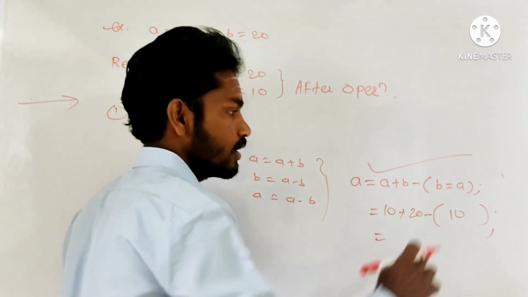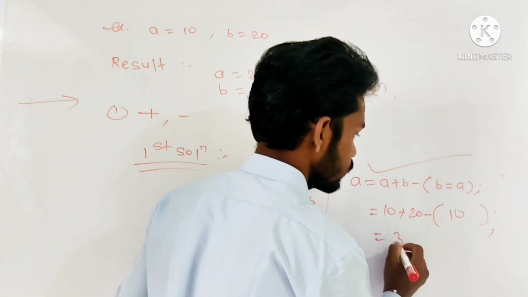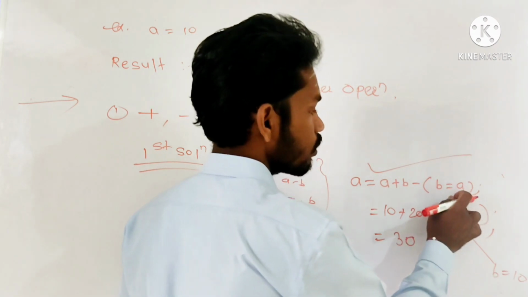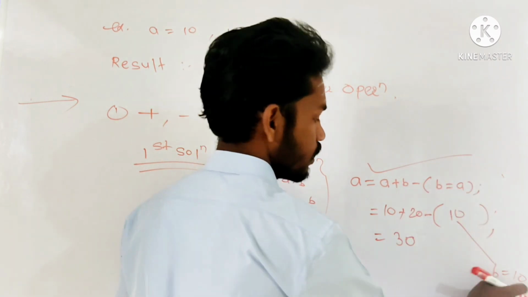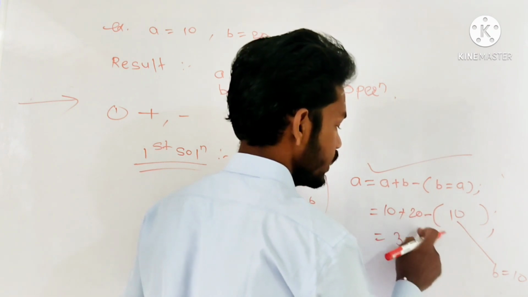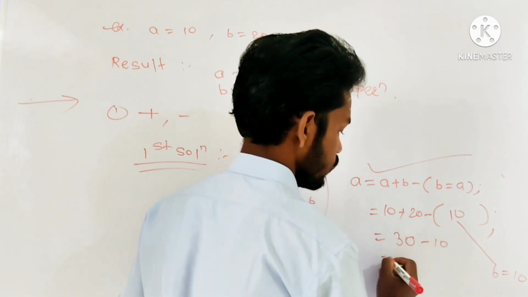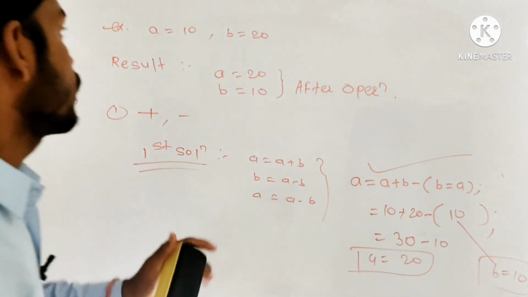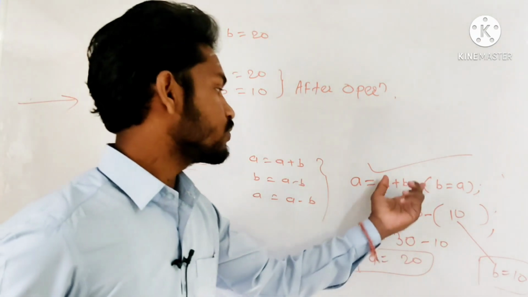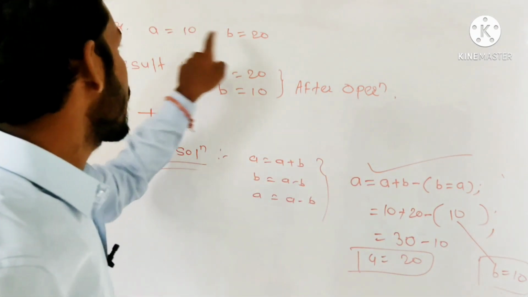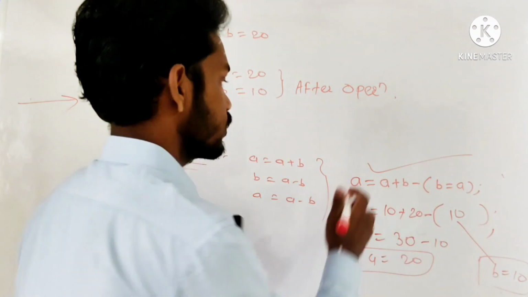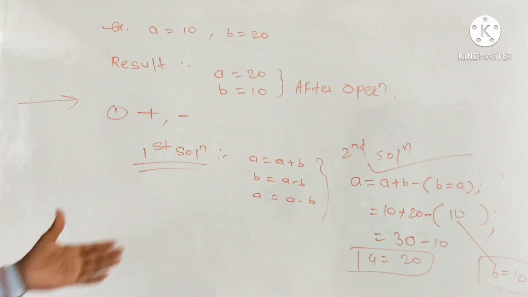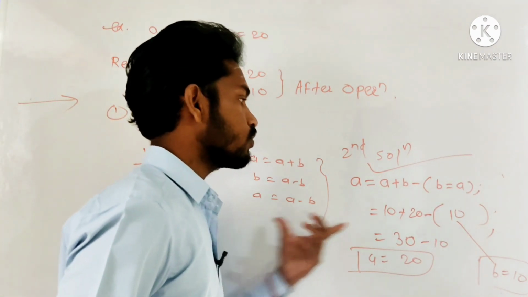Here b becomes 10, because the content of A is stored into the variable B. So 10 plus 20 is 30, minus 10 is 20. A becomes 20, B becomes 10. The contents of the two variables are swapped using this equation also. So this is the second solution. Make a note of this also.